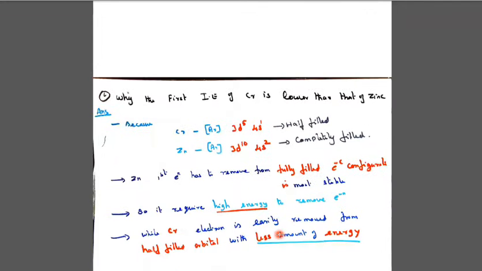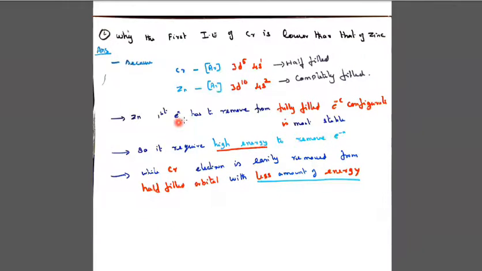Next, see another question. Why is the first ionization energy of chromium lower than that of zinc? Chromium has the 3d5 4s1 electronic configuration. It is half filled, and zinc has a completely filled 3d10 4s2. So for zinc, the first electron has to be removed from a fully filled electronic configuration, which is more stable. So it requires very high ionization energy to remove the electron.